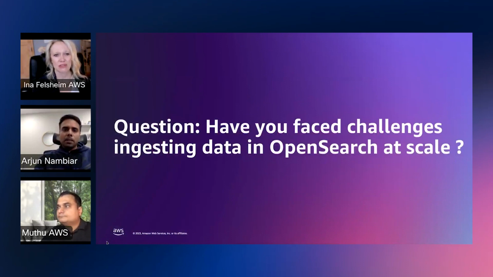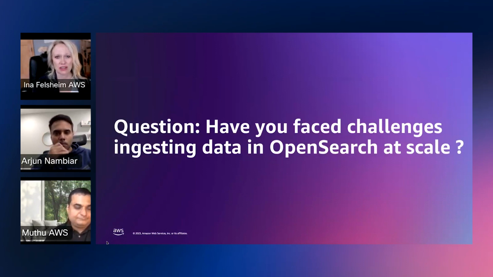Yeah, so let's take you to the first question. If you guys can answer this question, the screen will come up giving you some options, but we're really interested in, have you faced challenges ingesting data in OpenSearch at an enterprise scale? Have you tried this? Has it worked great? So while we're waiting for your answer, we'll show the results for that poll when it's in.